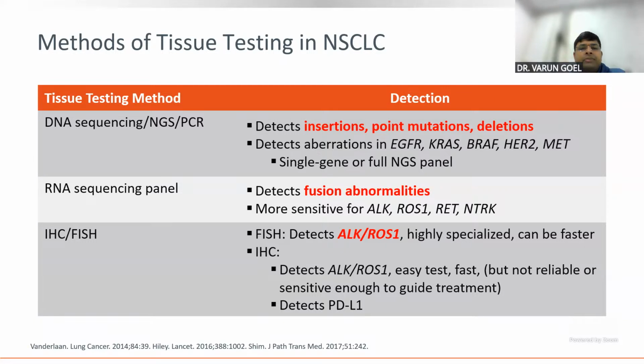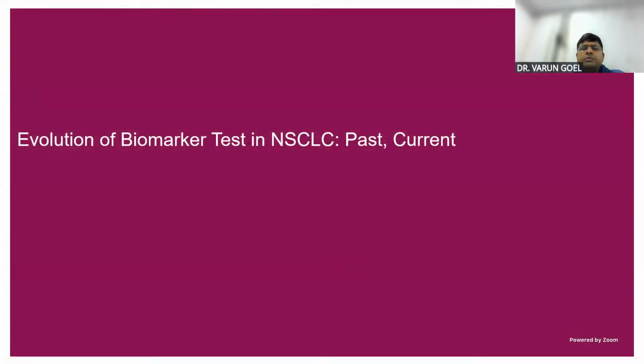The other method is the RNA sequencing panel. It detects fusions also, and is more sensitive for ALK, ROS1, RET, and NTRK. Obviously, if we want quick results, at least for EGFR and ALK, which are the most common mutations, if we want results within maybe 2-3 days, 3-4 days, then we can order IHC or FISH, because FISH can detect ALK and ROS1. It is highly specialized and can be faster, and IHC can detect ALK and ROS1. It is also a very easy and fast test. And by IHC we can detect PD-L1 also. By PCR we can detect EGFR, and we can get the report within 4-5 days. Because NGS will take at least 2 to 3 weeks, sometimes the patient's PS will not allow us to wait for that many days.